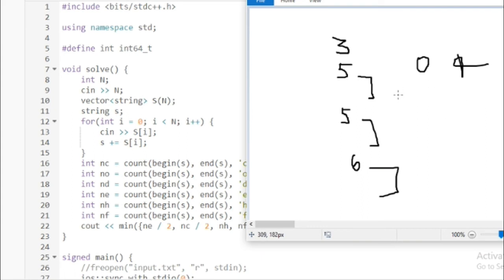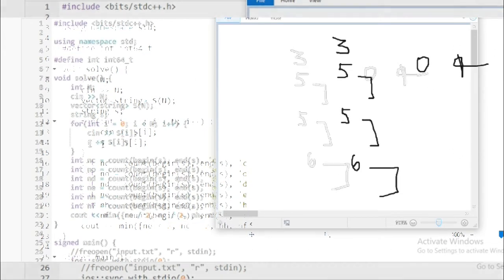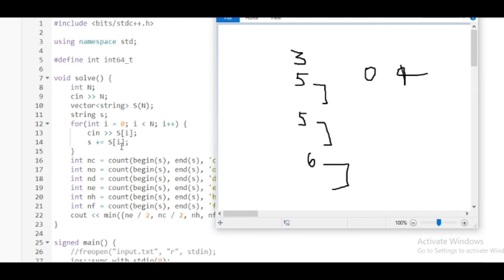There were some words, I don't remember them. One word is code. Okay, so at position 0 there will be code, and at the 4th position there will be hack. I'm just taking this as an example. Now s += s[i]. What we have done over here is we made a large string. If the 0th position is code and the 4th position is hack, so s would become what?